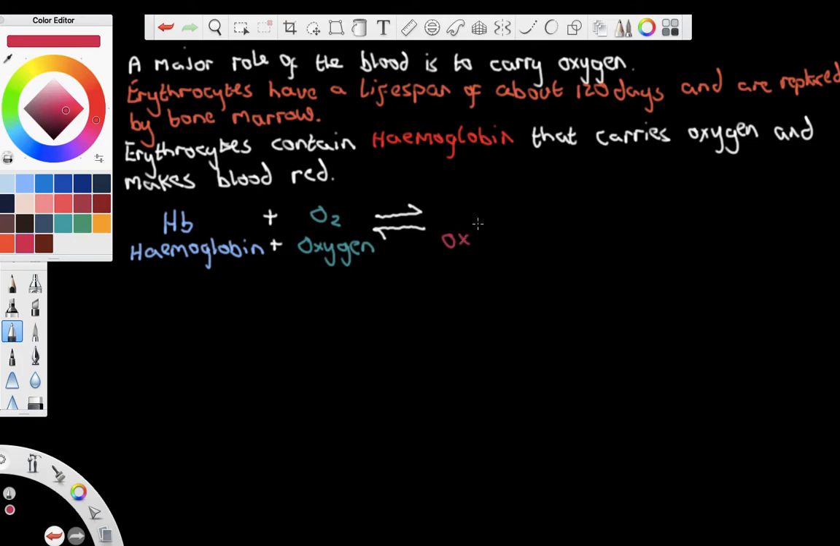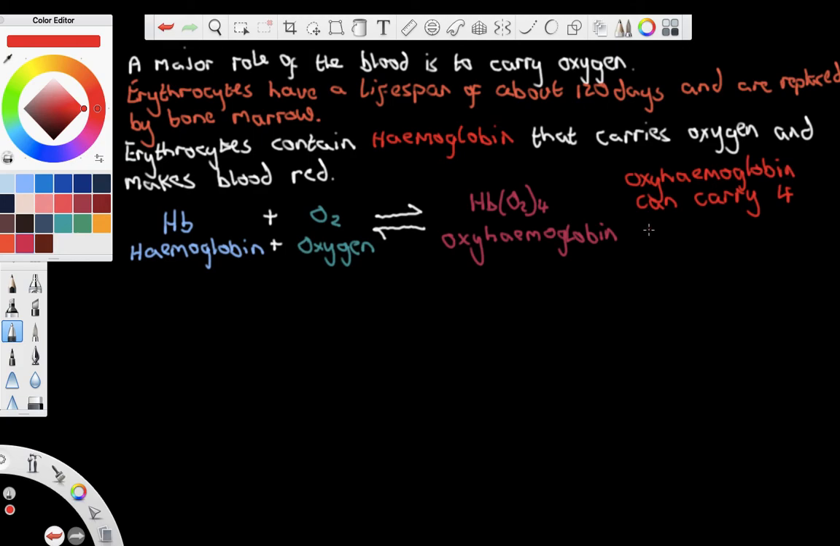Okay, and oxyhemoglobin has the symbol HB(O2)4. So oxyhemoglobin contains 4 oxygen molecules. So each hemoglobin can carry 4 oxygen molecules. So oxyhemoglobin can carry 4 oxygen molecules.